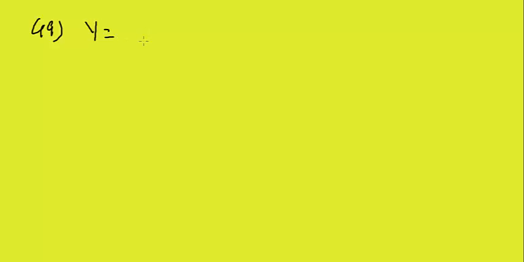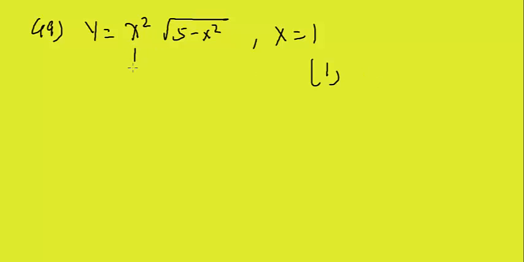Y is equal to x times the square root of 5 minus x squared. Alright, Carl, how do I find my y value? Plug it in. Okay, let's plug it in. 1 here, 1 there. That's going to give me 4. Root 4 is 2. 2 times 1 is 2.